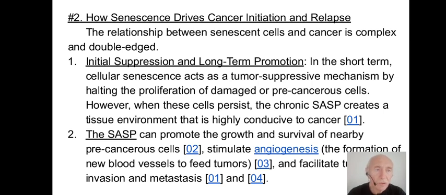Okay, you can go to the source information and read it. It is proven information. So this SASP, this Senescent-Associated Secretory Phenotype, these pro-inflammatory molecules, they really drive aging and cancer.